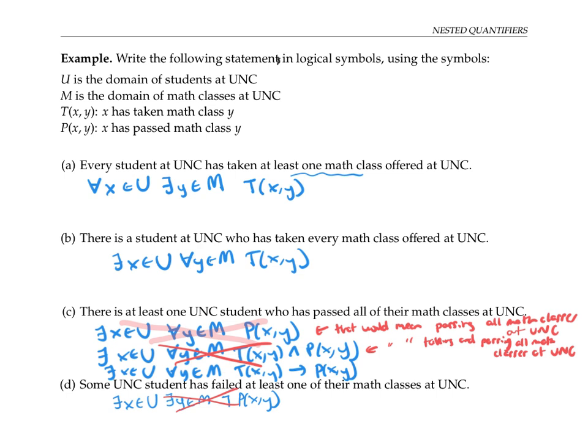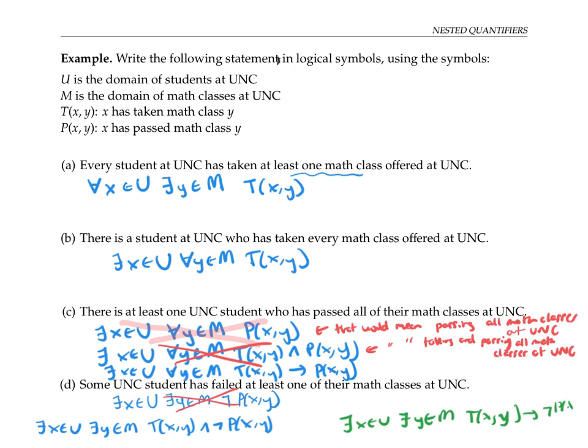So I'm going to give you two possible choices, and I want you to decide which one is correct. Is it there exists an x in U, there exists a y in M, such that T xy and not P xy? Is that it? Or is it there exists an x in U, there exists a y in M, T xy implies not P xy? If you said the first one, you're correct.